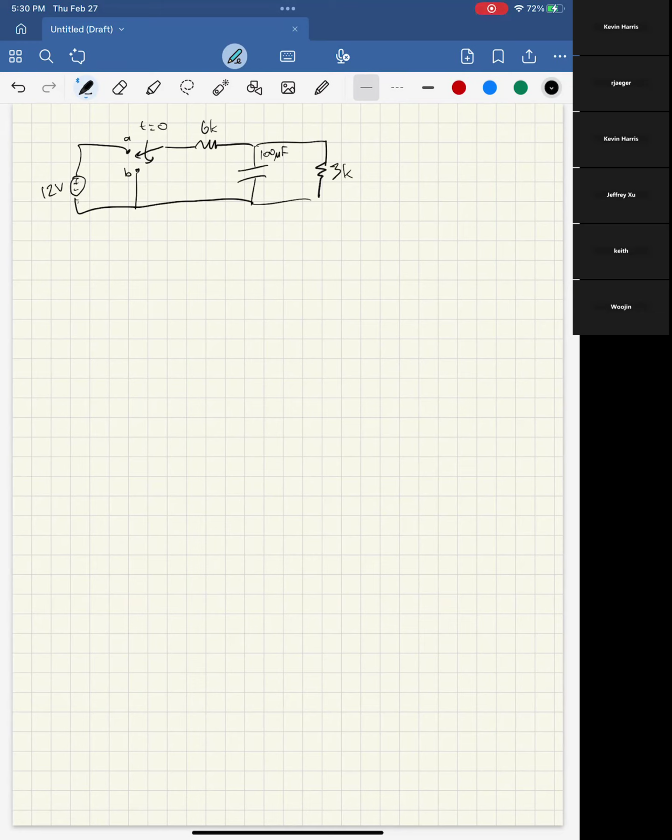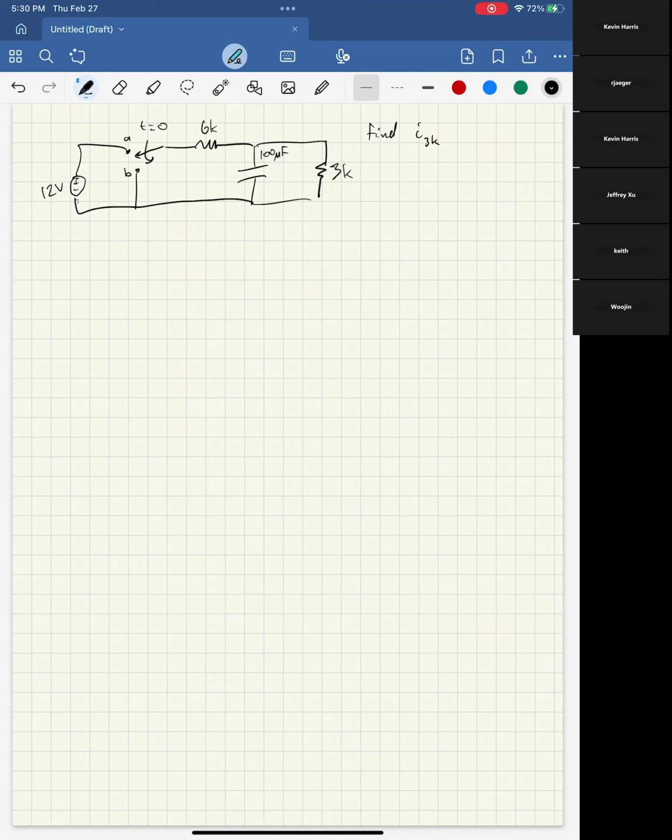So this says find expression for current through the 3 kilo ohm resistor. So find I of 3K. And here, again, I would recommend thinking, okay, how does I of 3K relate to the voltage across the capacitor? Because the voltage across the capacitor is what you're actually going to be looking for here.